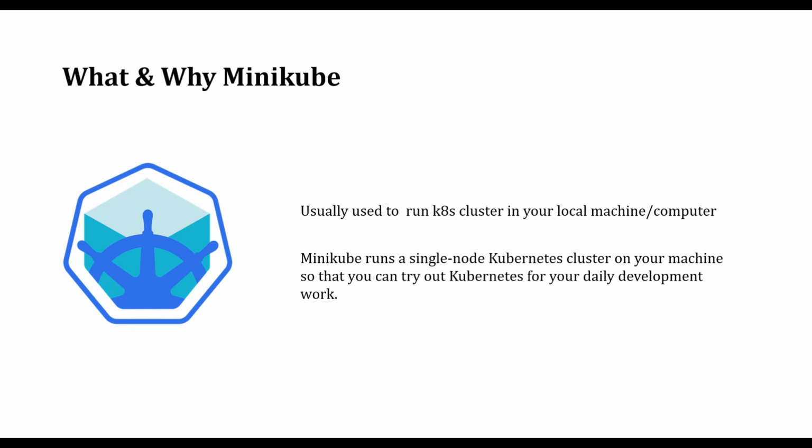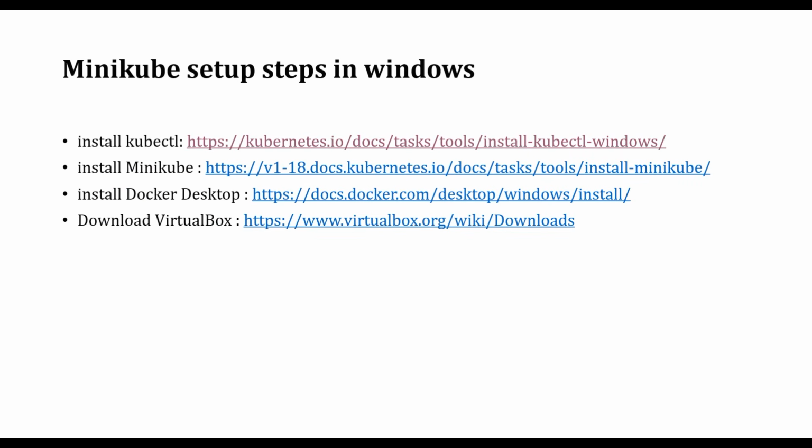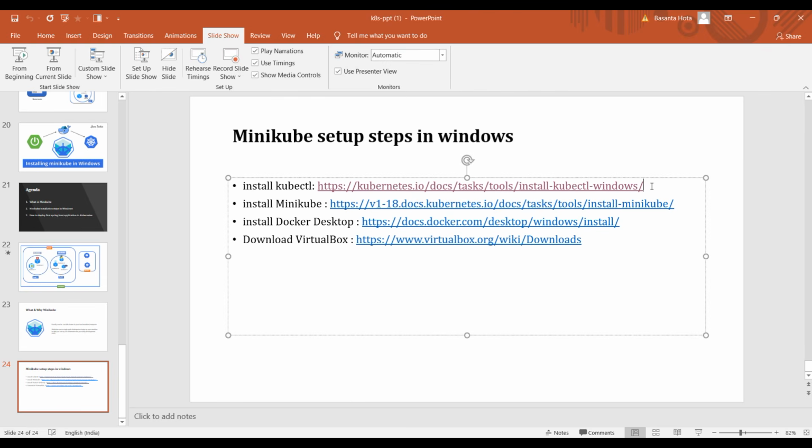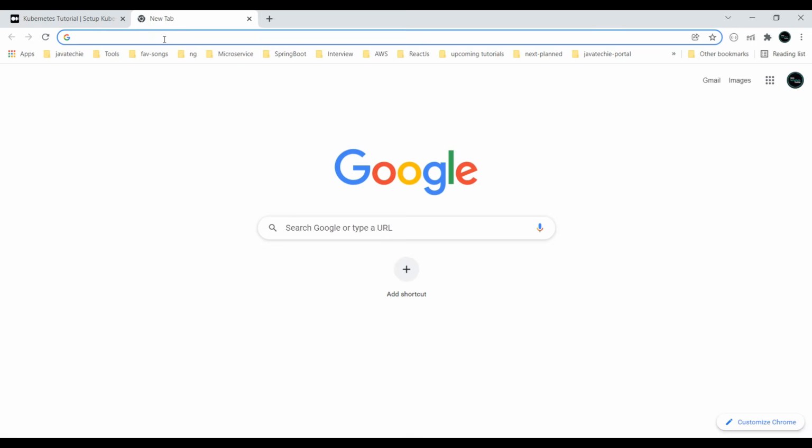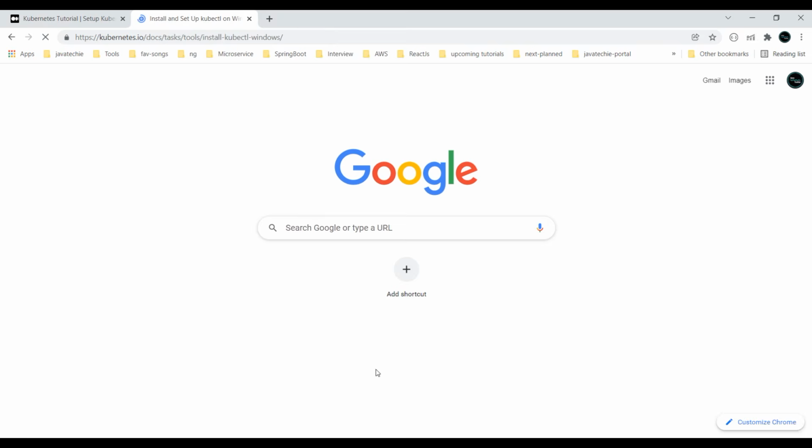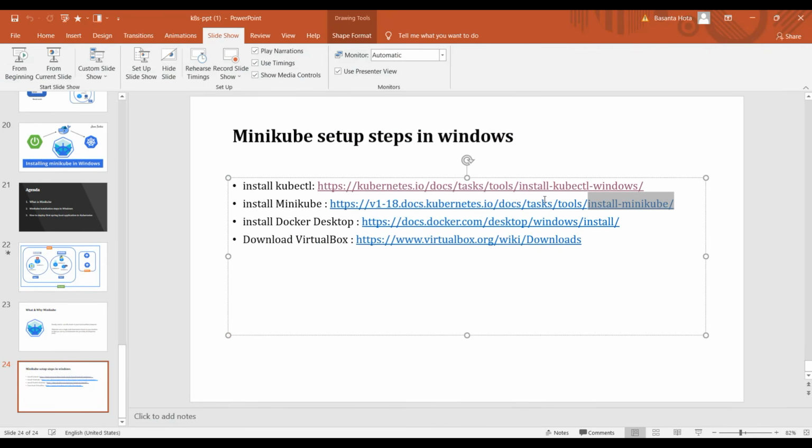First step, we need to install Minikube. So let me walk you through the steps of the installation process. If I move to the next slide, these are the links we need to open to download all the required components to set up Minikube on the Windows operating system. Okay, so let me open all the links. I'll just copy this link, then I'll go to my Chrome browser and open it. Let me copy all the required links. I'll also open the second one, install Minikube.